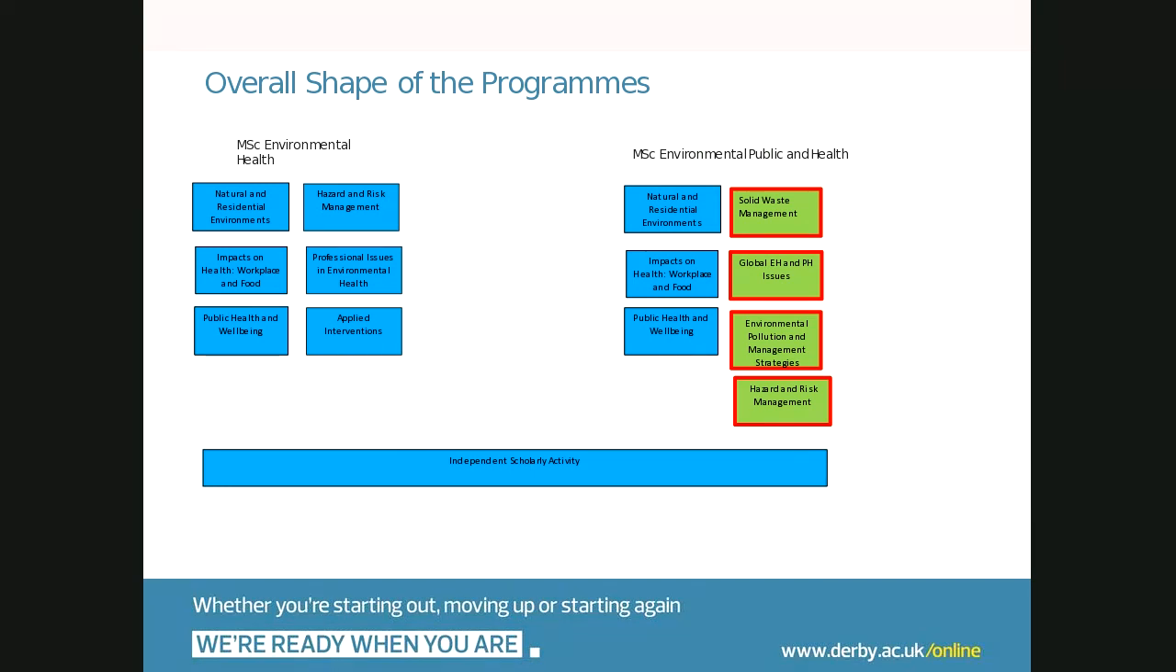They're the 6 modules that you have to undertake whilst you're studying with us. In the top left-hand course, these modules are offered mainly once a year. So in the top left-hand corner there, it's the Natural and Residential Environments module. That is offered in the autumn semester. So if you enroll for September, that would be the first module you would undertake.